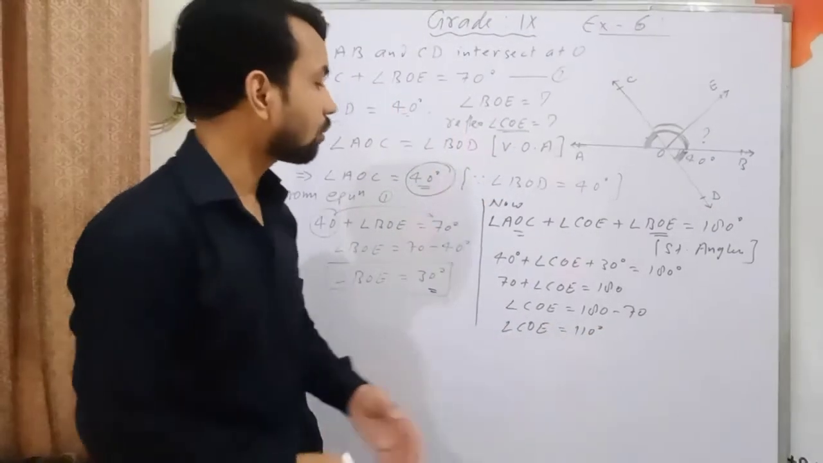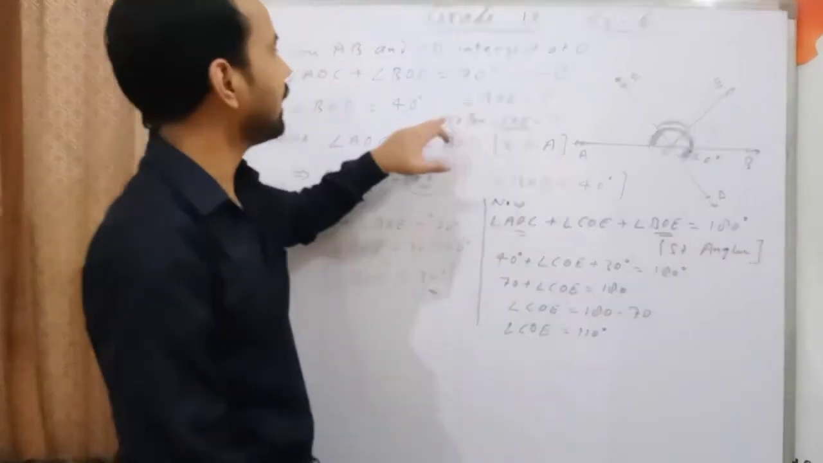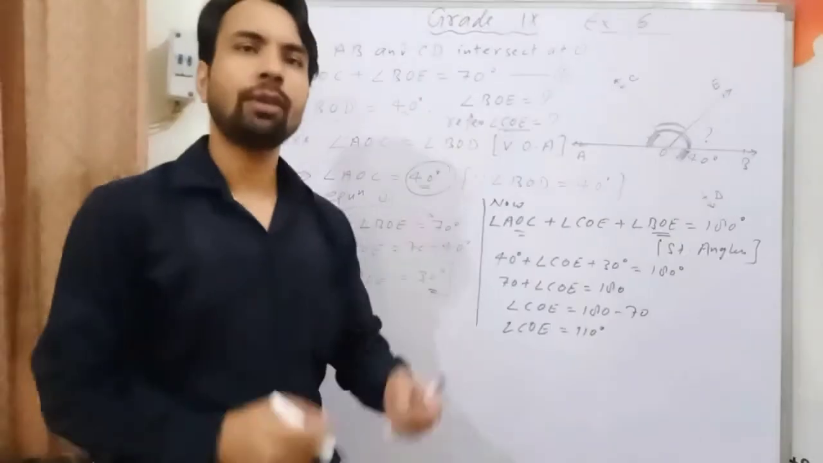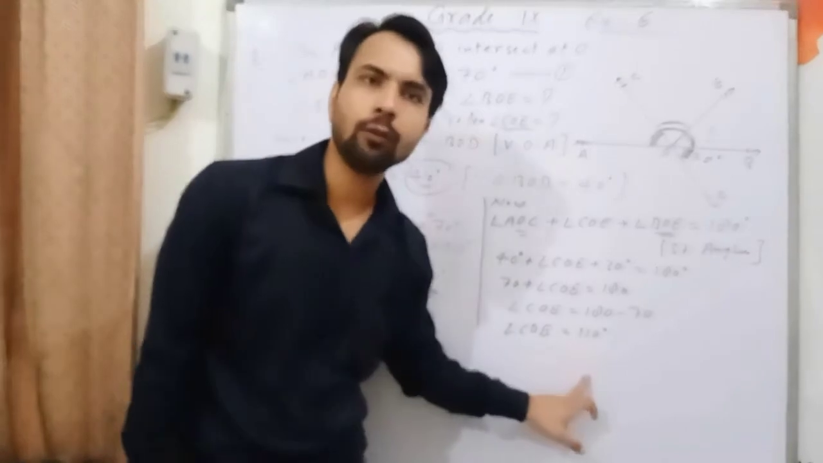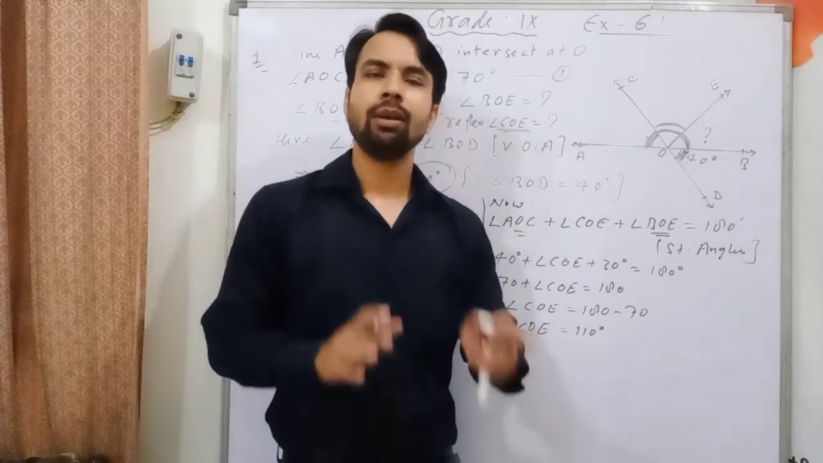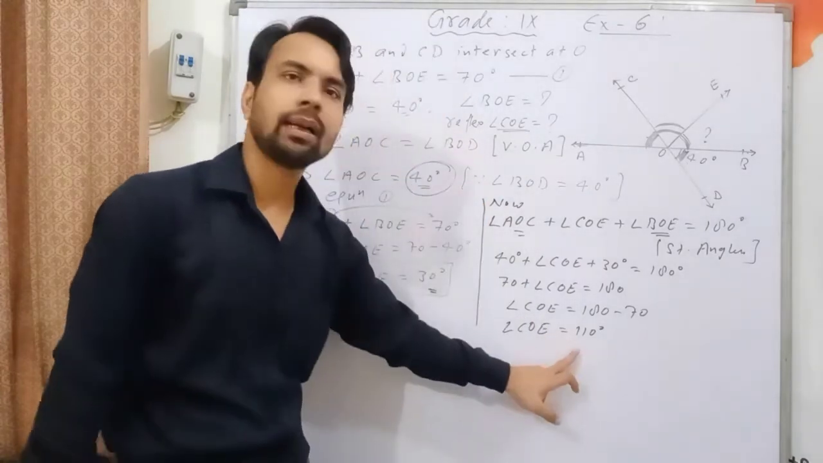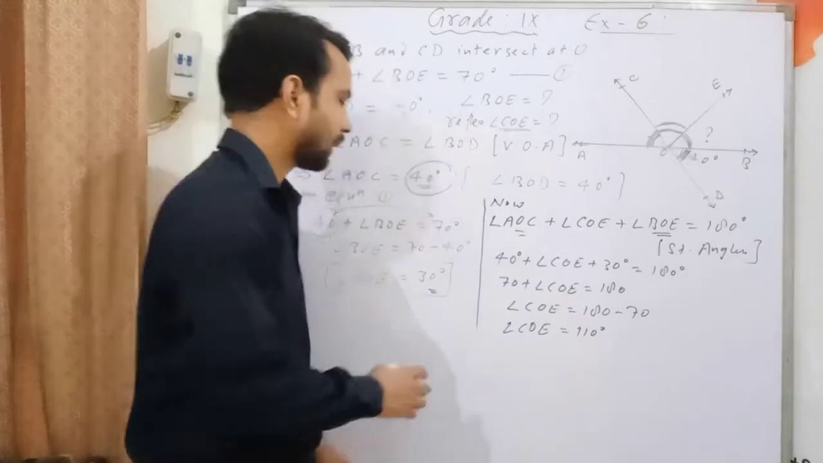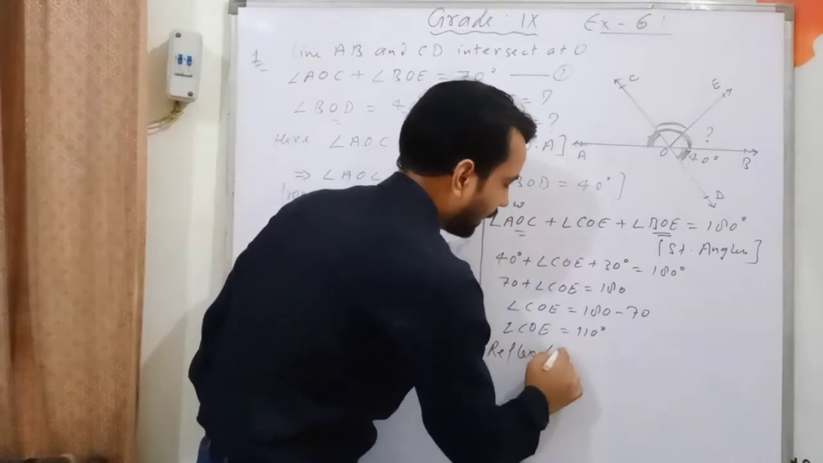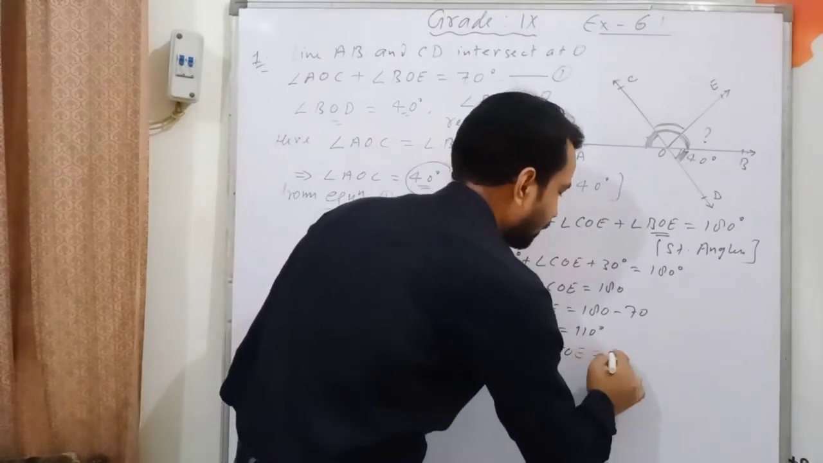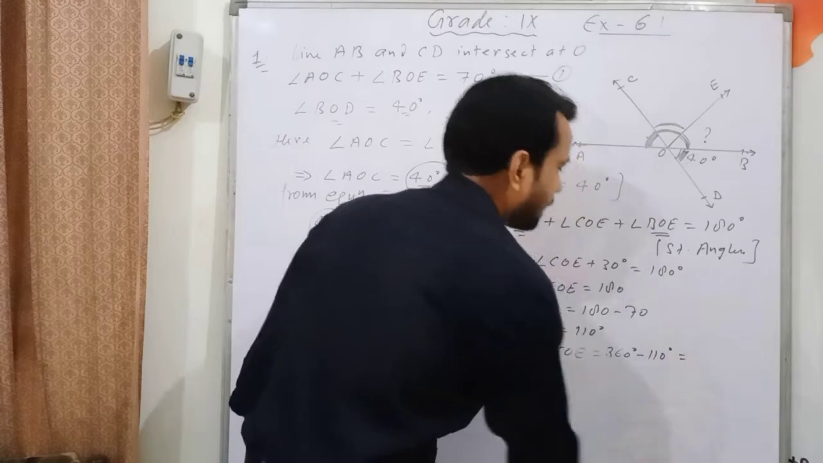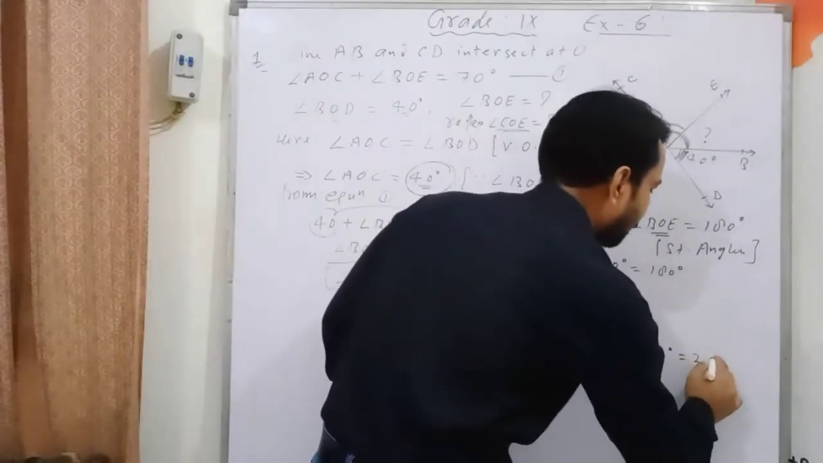But the question is not asking about angle COE. The question is saying we have to find reflex angle COE. So beta, whenever we have to find the reflex angle of any angle, we have to subtract the given angle from 360 degrees. Understood? So at last we will write, hence, reflex angle COE equals 360 degrees minus 110 degrees. So 360 minus 110 is 250 degrees.